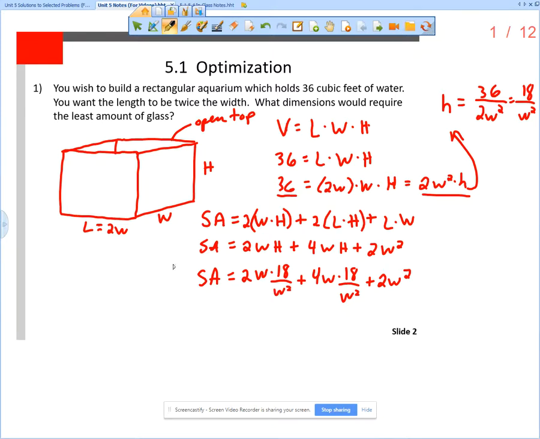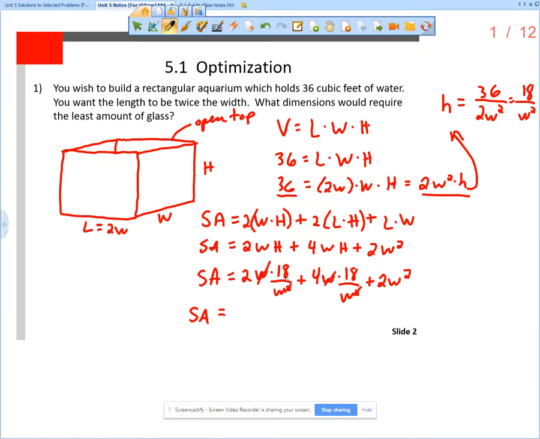So now I could go ahead and find out where the minimum of surface area occurs. In order to continue, we would want to simplify this. All right, so how do I simplify? Surface area equals, now, in both of these I have a W over W squared, so we can reduce the W's.